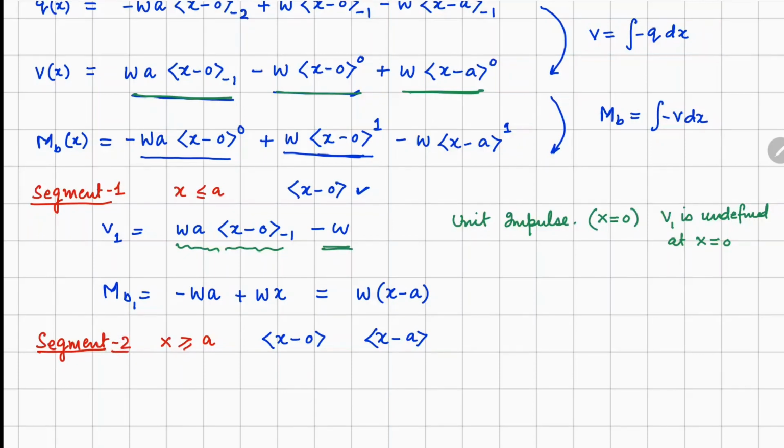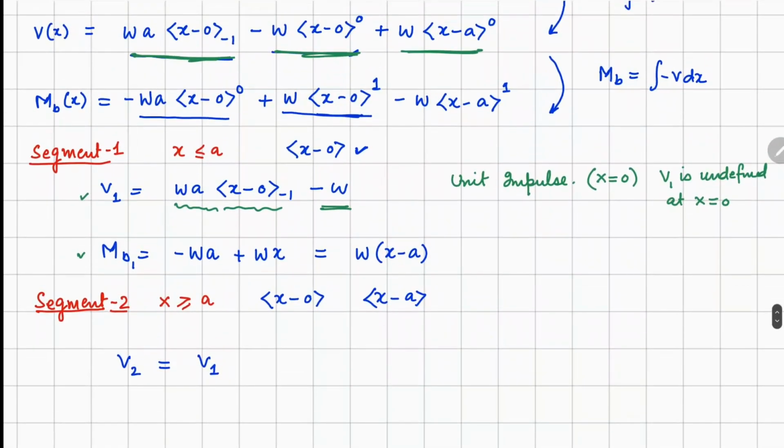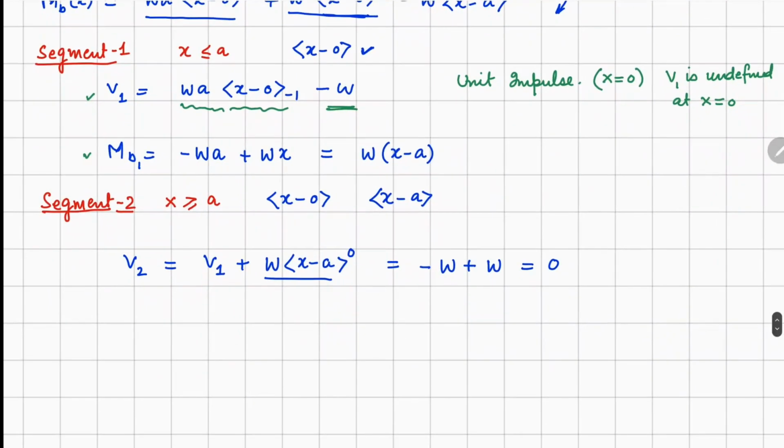Okay, so if you notice, the first term here and the second term here is already calculated in your V1 and MB1. So when we write your V2, we can directly write that V2 is equal to V1, which is bringing the first two terms, and to that we can add this last term right here, so plus W times (x minus a) to the power 0. So this will give us V1 value is minus W for us, and from here we are going to get plus W, so your V2 value becomes 0.